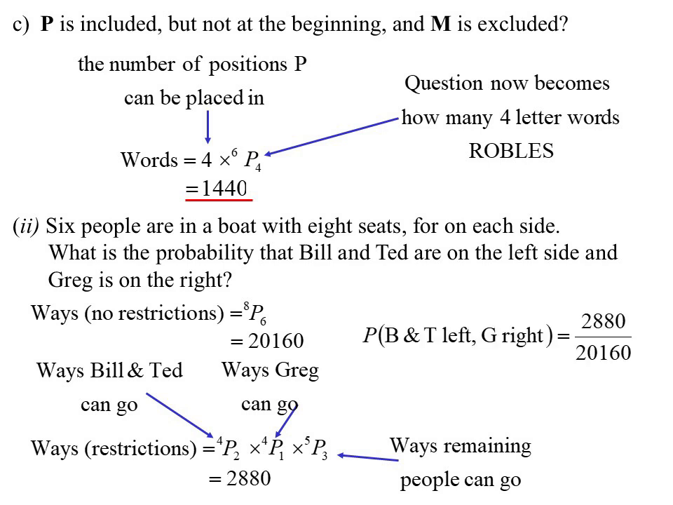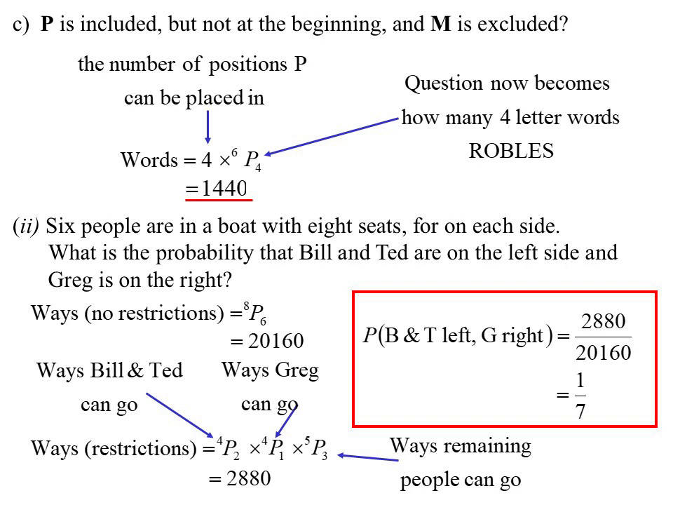Therefore, the answer to our question, the probability of that happening, is 2,880 over 20,160, which is simply 1 in 7 when we cancel down.